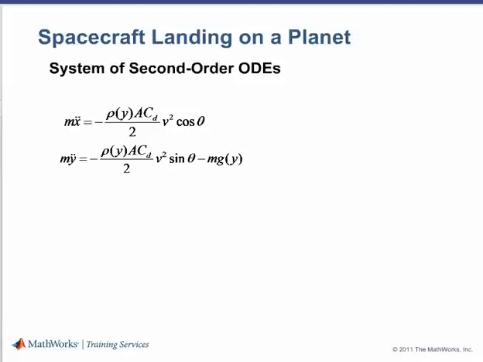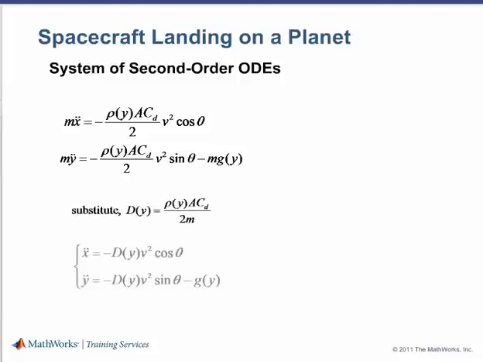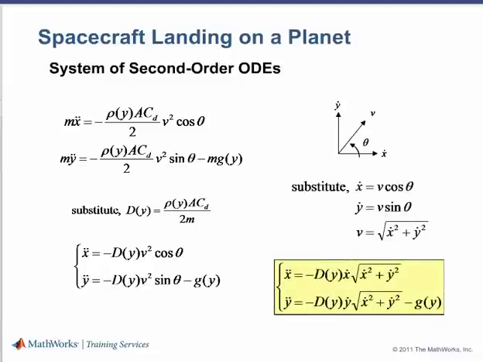Given the two equations of motion, we can consolidate the drag coefficient into a function d of y. Finally, we can substitute x dot and y dot for v and theta to arrive at the two second-order equations in terms of the dependent variables.